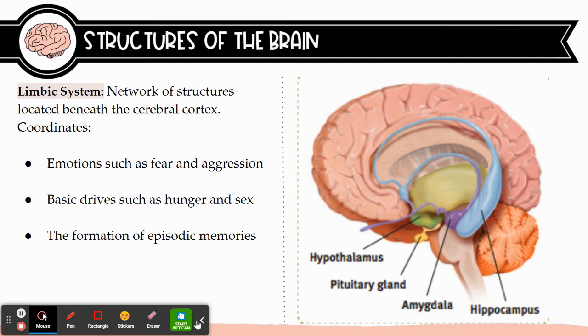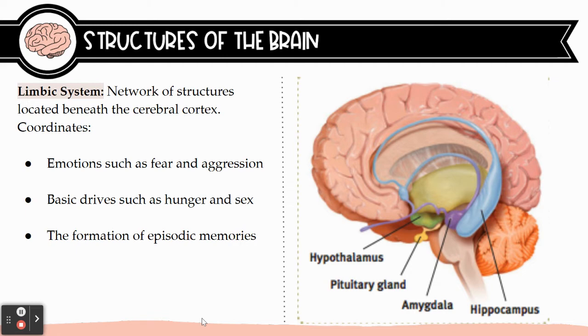So let's move on. We're going to look at our limbic system. Our limbic system is what helps control those basic emotions that help us survive. As you can see, the hypothalamus is part of it, our pituitary gland, our amygdala, and our hippocampus. This is right below the cerebral cortex, and it's controlling emotions such as fear and aggression. So it's helping with our fight or flight, basic drives, so hunger and sex are two big ones, and then the formation of episodic memories. So memories that we have from the past, that is what is actually being processed within there.